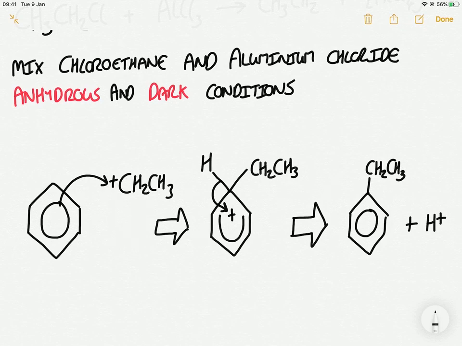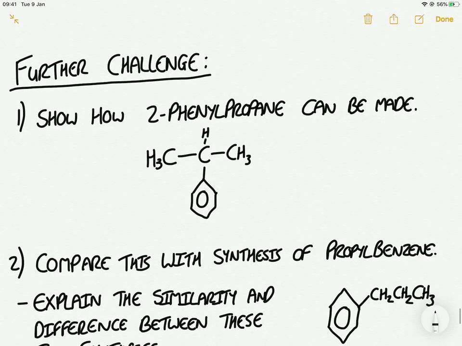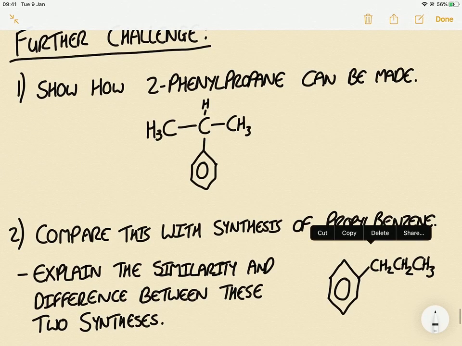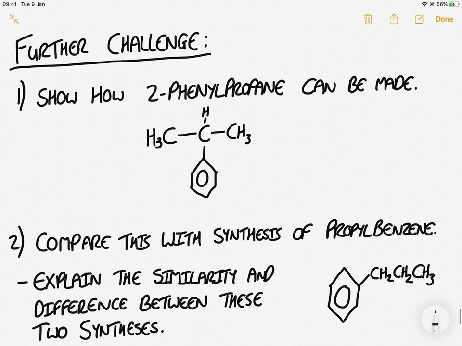So last little bits, again, pure challenge, right? What I want you to do is, using similar sort of logic that we've just used for the previous alkylations, show me how 2-phenyl propane can be made, and that's the structure of that molecule underneath. Compare that with the synthesis of propyl benzene, and I want you to explain in as much depth as you can the similarity and differences between these two syntheses. So pause the video and have a go at that if you fancy pushing yourself.